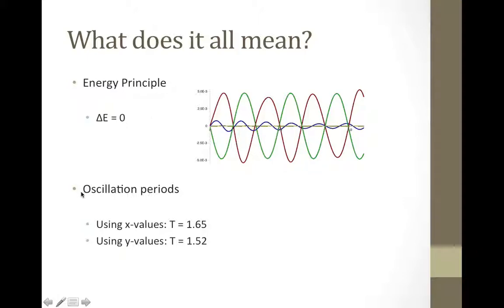The oscillation periods: I used the x values to calculate my T equals 1.65, although I could have also used the y values to calculate where the mass returned to its original position. And I think that this little discrepancy of 0.13 may have affected the error that I discussed with the spring constant. So it's important to note errors like that.